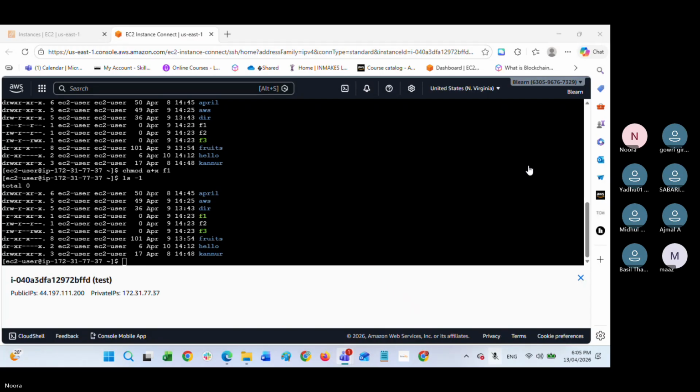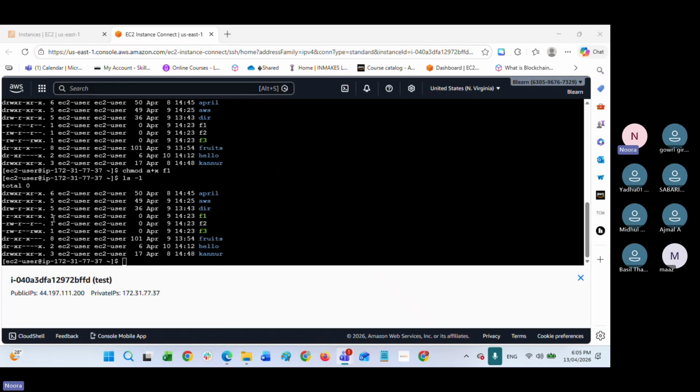Okay. So when you're adding an execute permission, you're adding it to every category. And when you compare F1 before and after, you can see that F1 was only having read for every category. When I say a plus x, you can see that execute is added everywhere. Okay. Now see this.